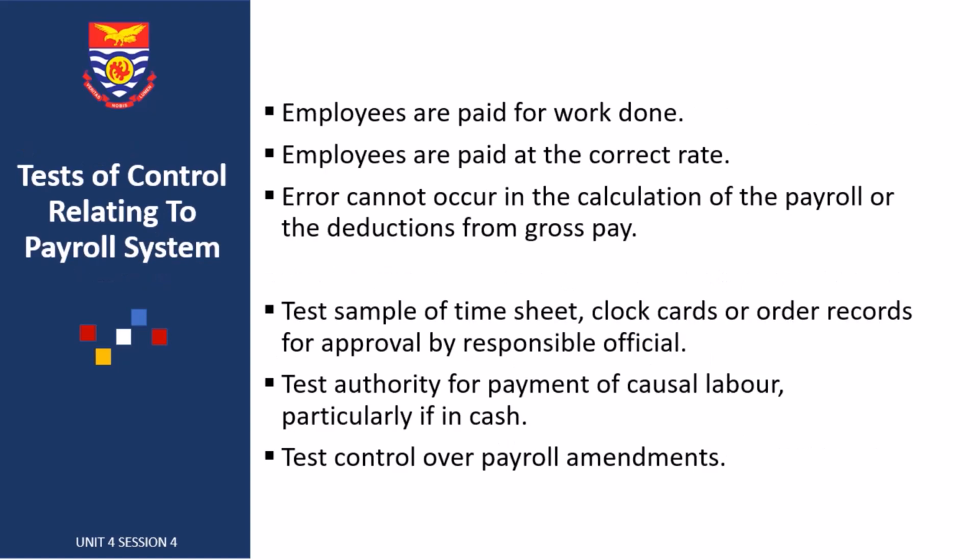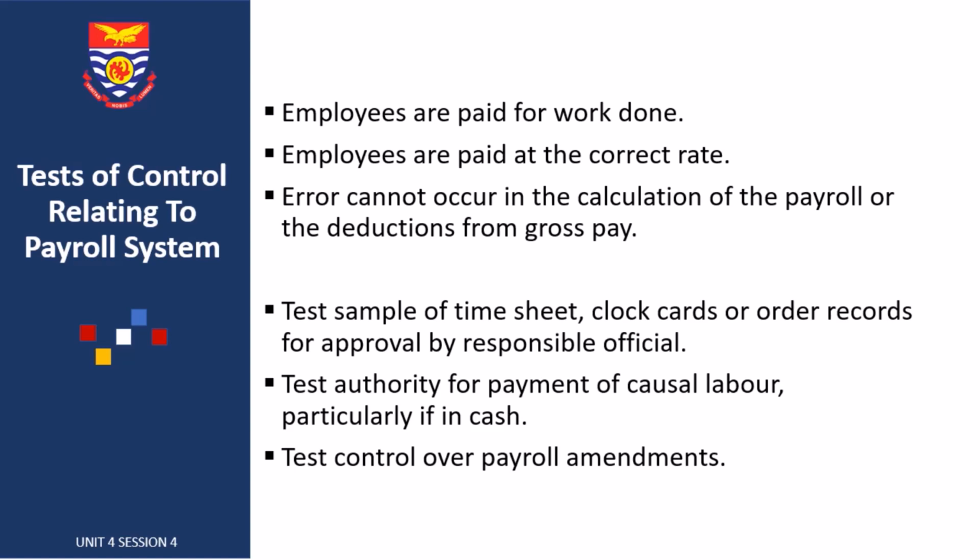Now, when it comes to the payroll systems, you have to ensure that employees are paid for the work done. Employees are paid at the correct rate as well. And then errors cannot occur in the calculation of the payroll or the deduction from gross pay. So you have to ensure that those things don't happen. Now the test of controls we have to put in place, you have to test a sample of the timesheet, the clock card or other records for approval by the responsible official. So if you want to pay the individual, you have to check the timesheet, the record cards and co.